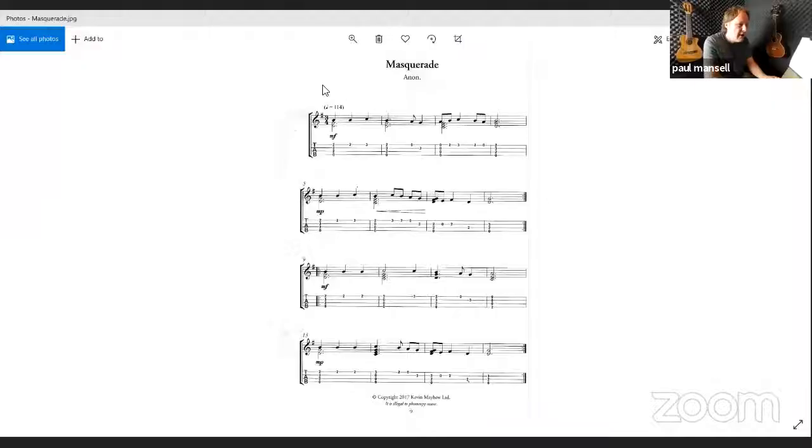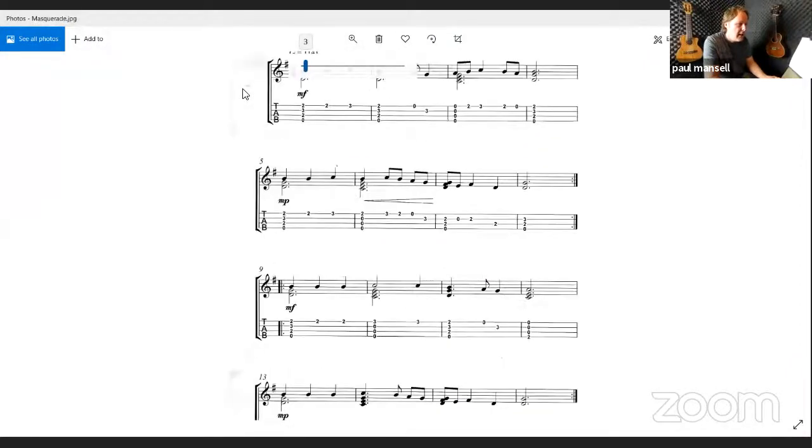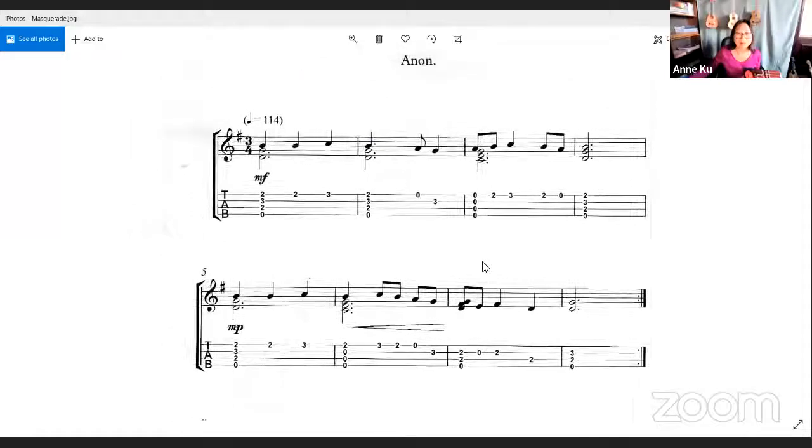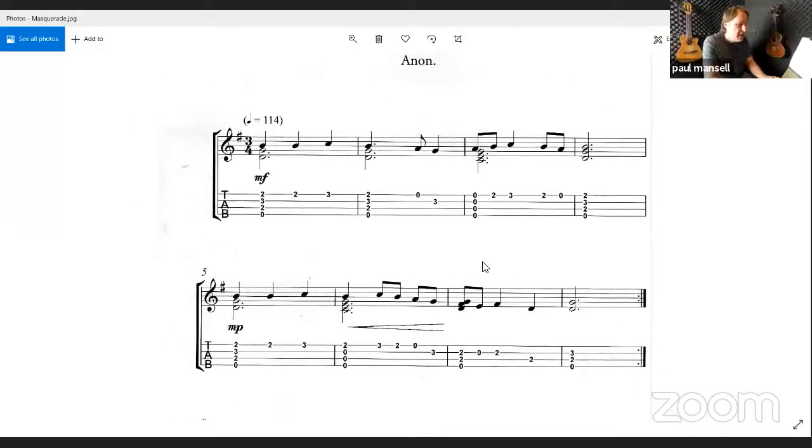Right, can people see that? If I zoom in a little bit. And again, if anybody wants a copy of this, I'll put my email up, drop me a line, and I'll happily send it. But effectively, can people see that okay? Lovely. So what I was saying here, I'll play the first line as it's written, all of it.